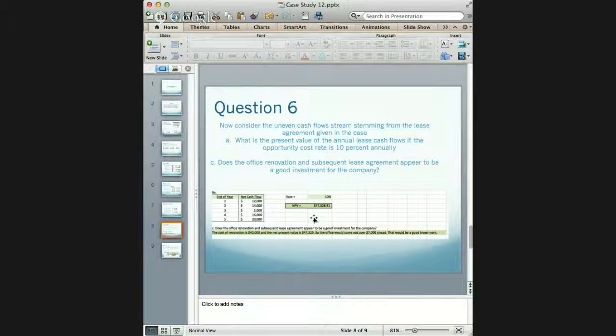Is what we would be getting. So does the office renovation and subsequent lease agreement appear to be a good investment for the company? Well, the cost of the renovation is $40,000, and the net present value of leasing it would be $47,329. So the office would come out over $7,000 ahead. So that would be a good investment.